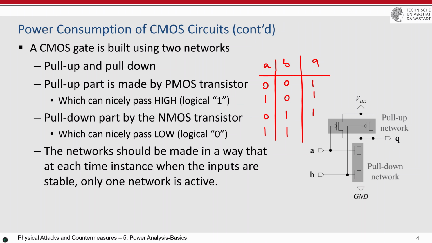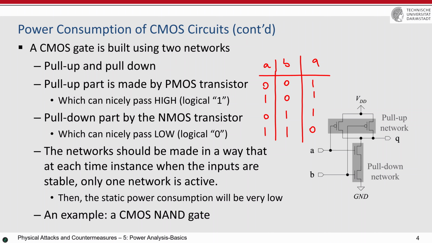But when both of them are 1, then these two are disconnected, and these two are connecting, both of them in series. And then Q will be connected to ground, then we have 0. What is this gate? NAND gate. Yeah? This is a NAND gate.